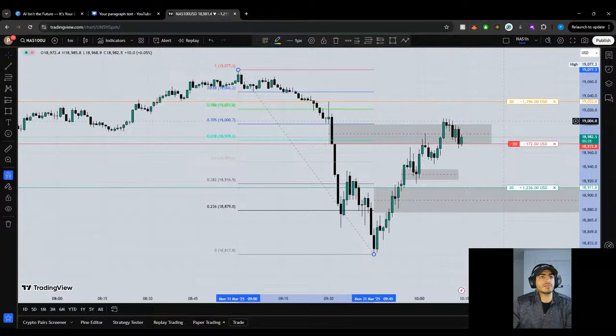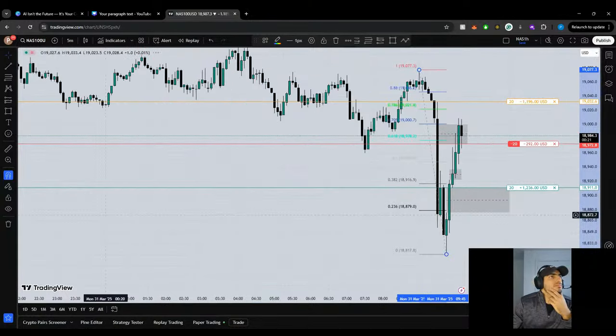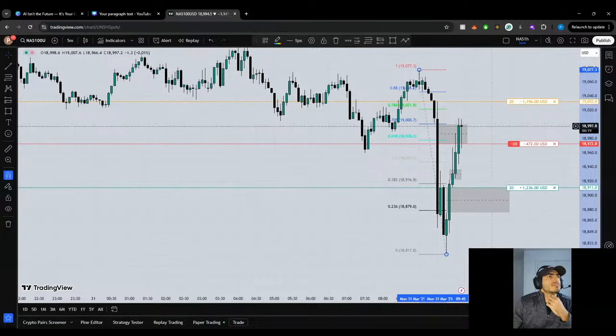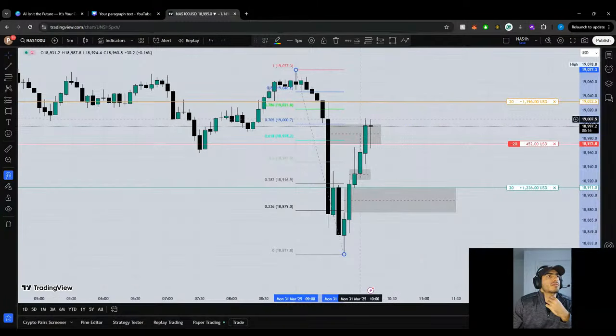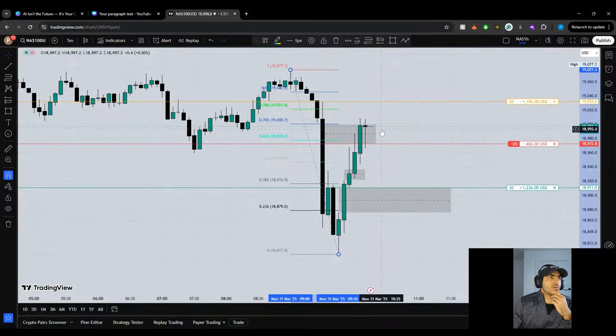Let's see. There's 30 seconds left to the 5-minute. Let's go see the 5-minute. Yep. And close over here. Usually with this structure, it's going to close above. Not close above, but I'm going to hit my stop loss. We shall see.